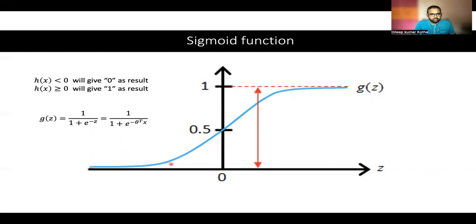And we have already plotted the sigmoid function, how it looks like for a given z. And this is our transformed hypothesis. So for linear regression, it is just theta transpose x. For logistic regression, it is 1 by 1 plus e to the power of minus theta transpose x.